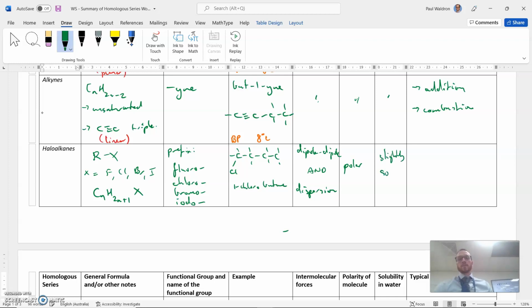We found the compound fluorochlorobromoiodobutane. Cool. Yeah? And that is a chiral molecule.